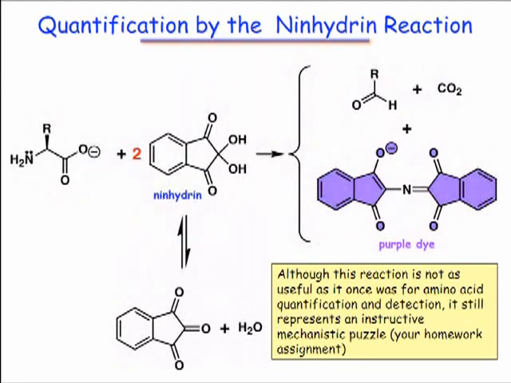Give this mechanism a try on your own. Also, recognize that the purple color that results when we subject an amino acid to ninhydrin suggests the analytical method of UV-visible spectroscopy to determine the amounts of each amino acid in the sequence.